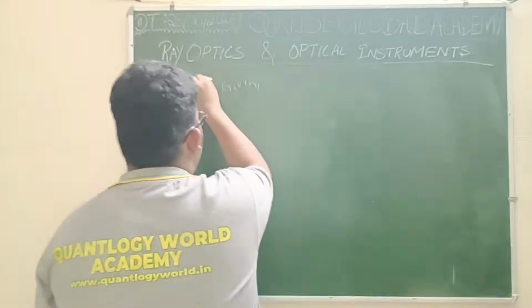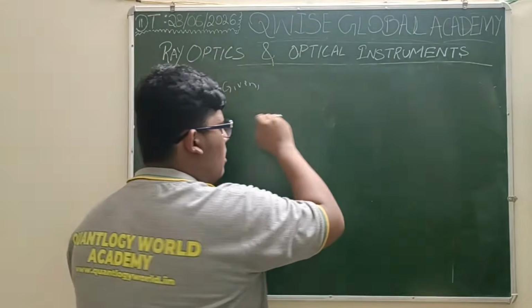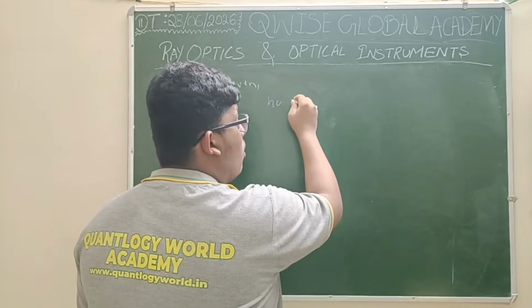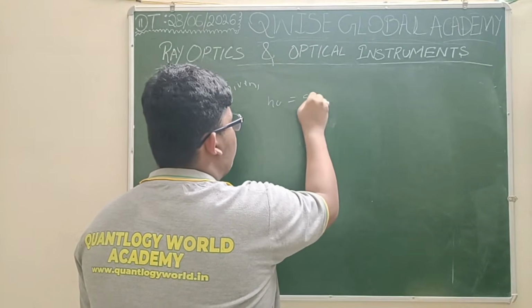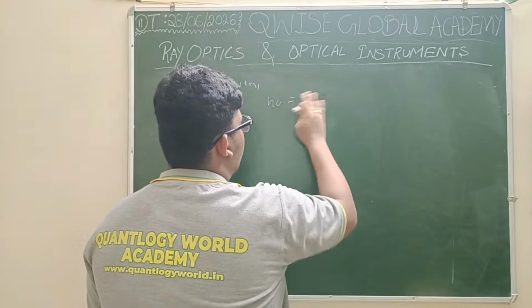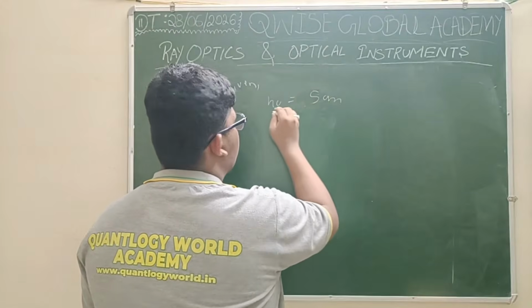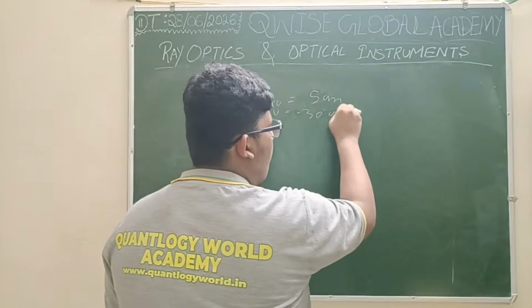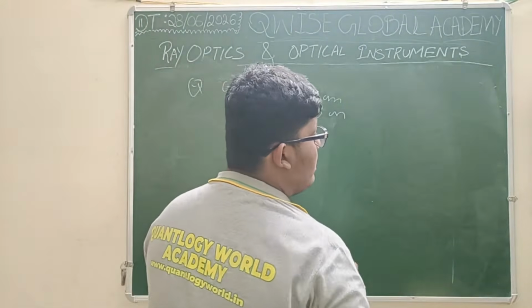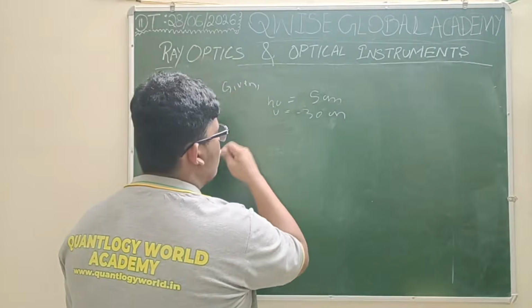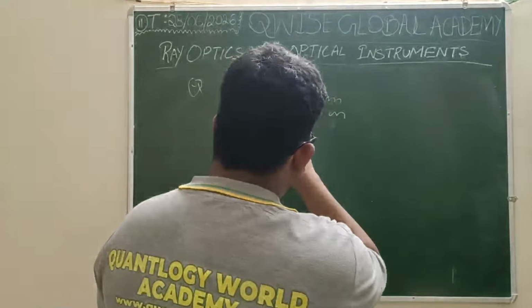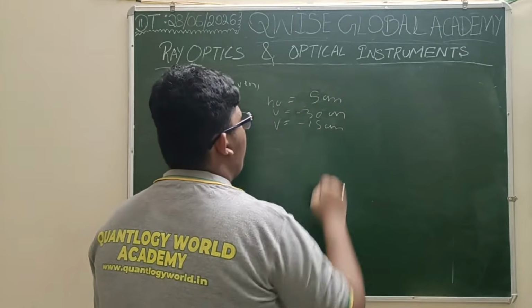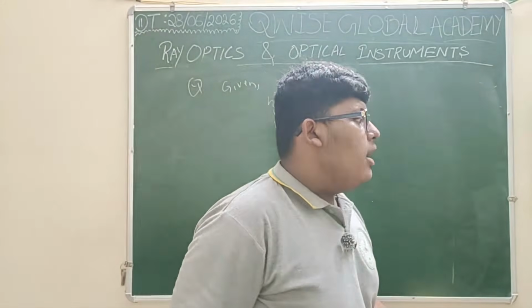This is the fourth and last question. Given ho is 5 centimeter, u is minus 30 centimeter, v is minus 15 centimeter. Here we have to find hi.